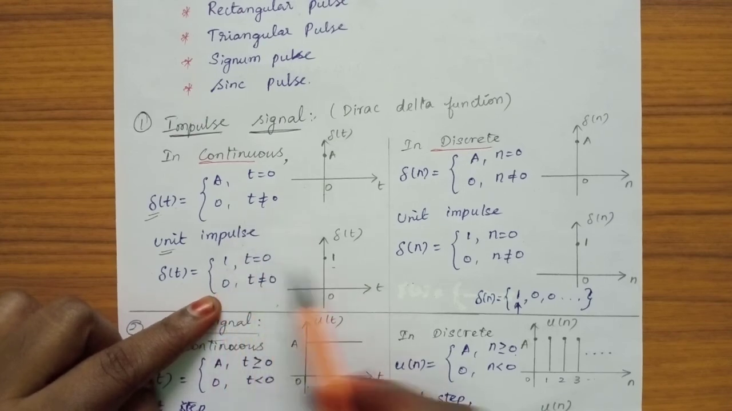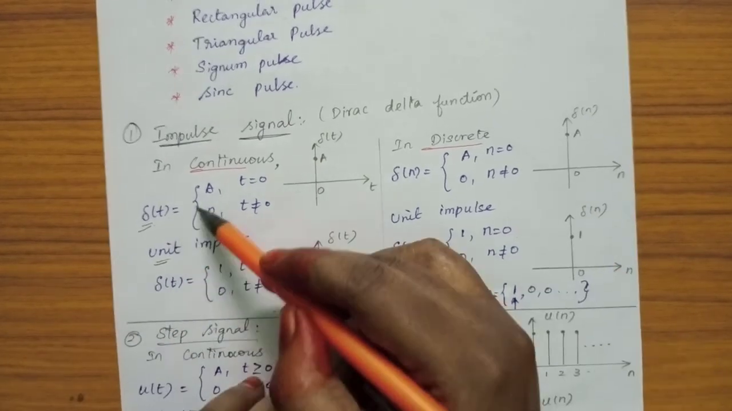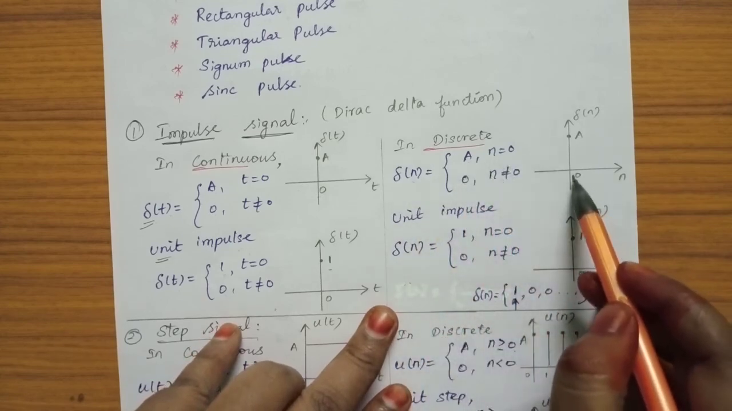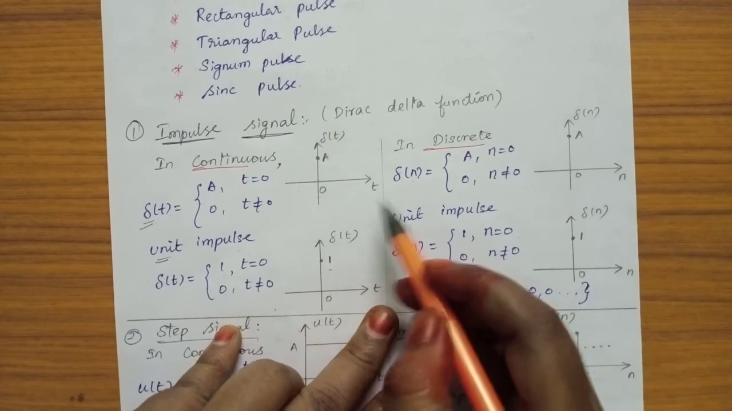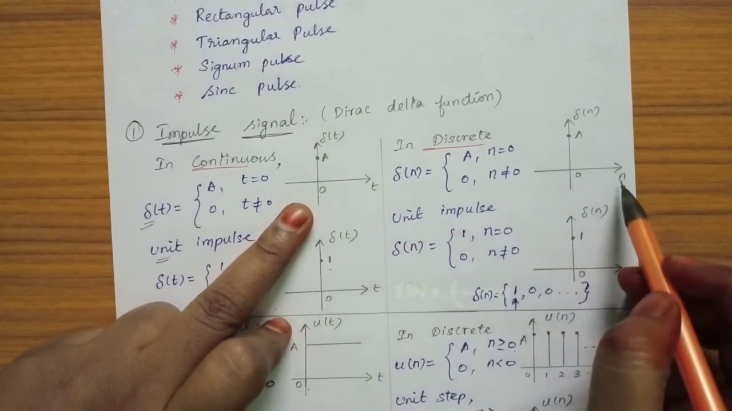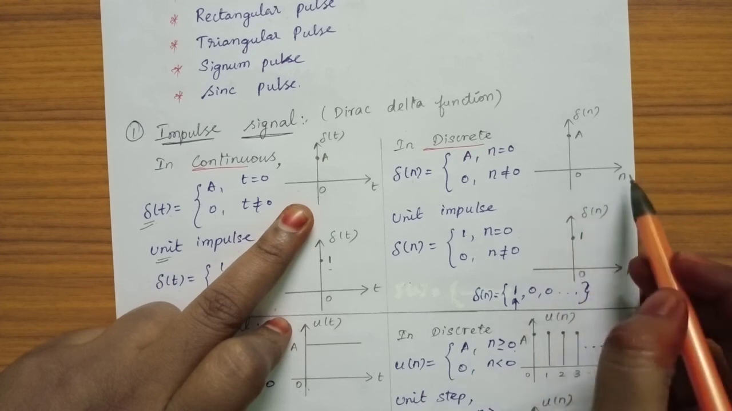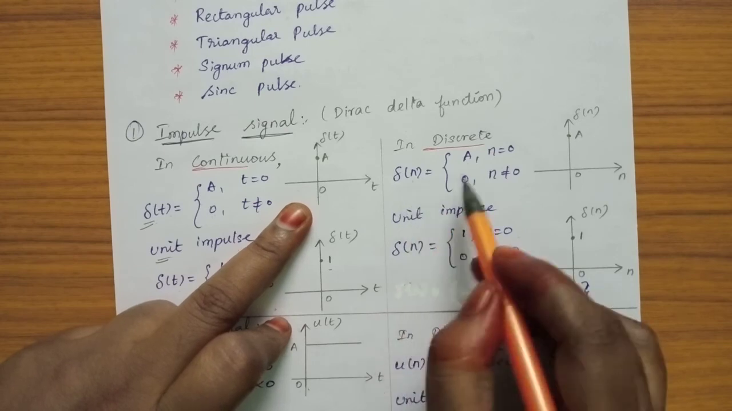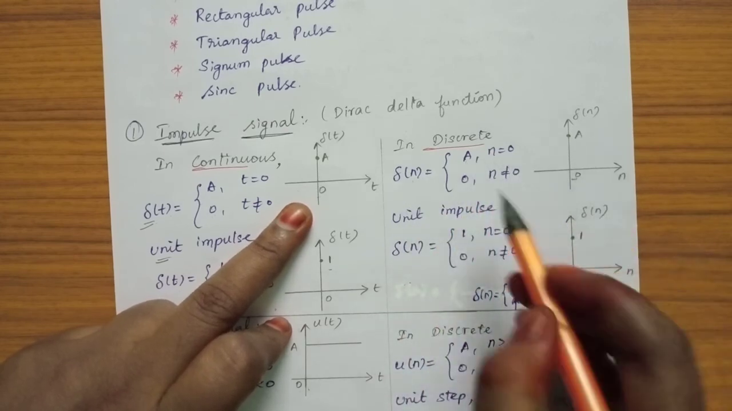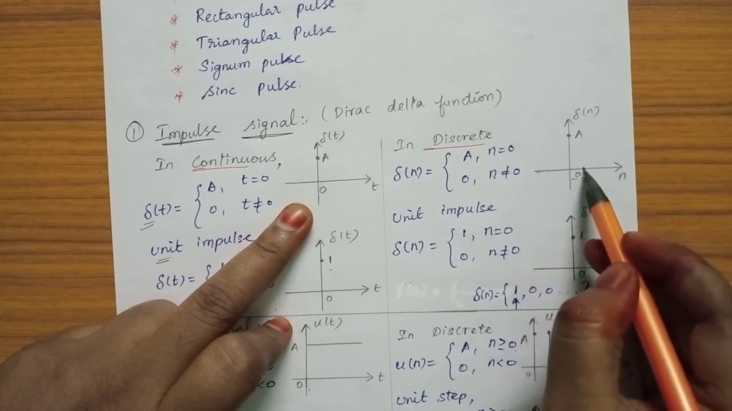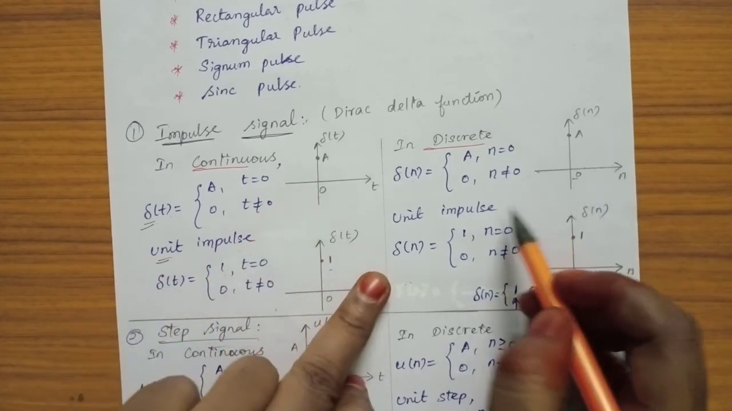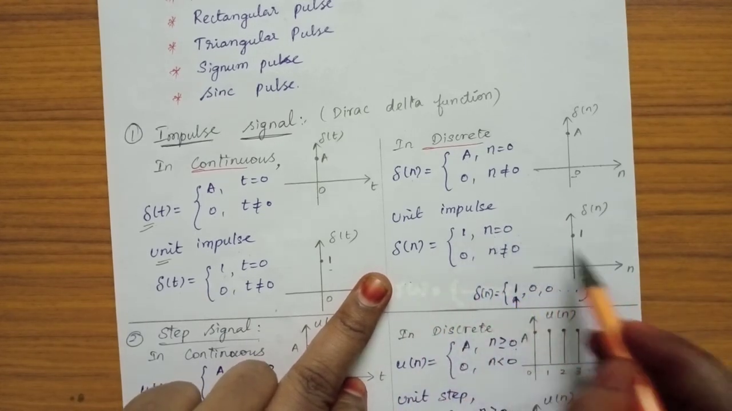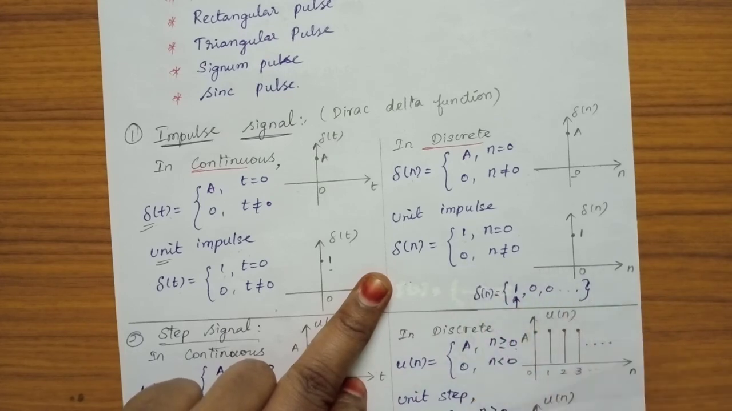The same impulse signal in discrete form: instead of t we put n here. So δ(n) equal to A when n equal to 0, and 0 when n not equal to 0. In discrete form, we use n on the time axis. For the unit impulse, A equal to 1, so δ(n) equal to 1 when n equal to 0, and 0 when n not equal to 0.